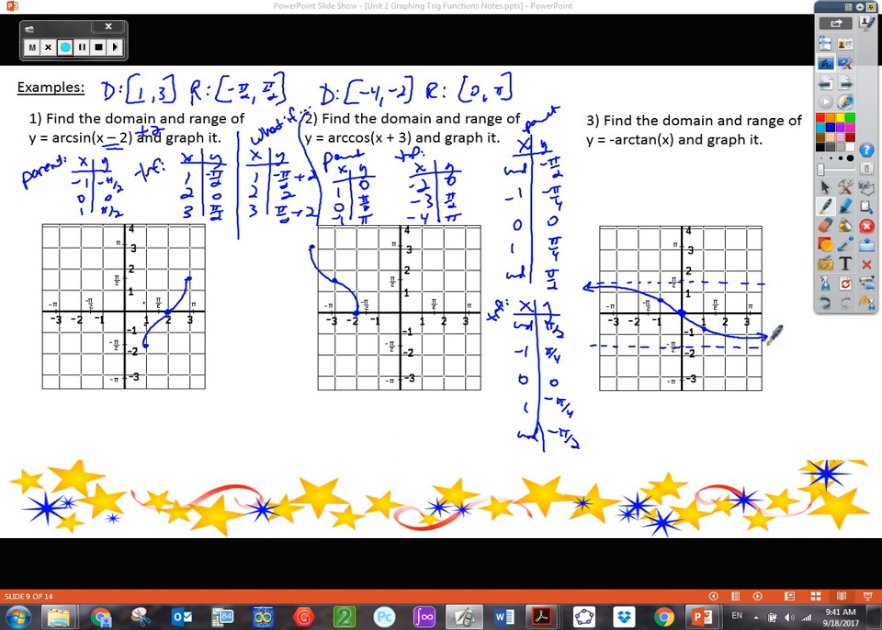This one needs arrows because it continues on forever and ever. So our domain would be negative infinity to infinity. Our range would be negative pi over 2 to pi over 2, not including those because they're horizontal asymptotes. And that's our arctangent little guy. Are we okay?